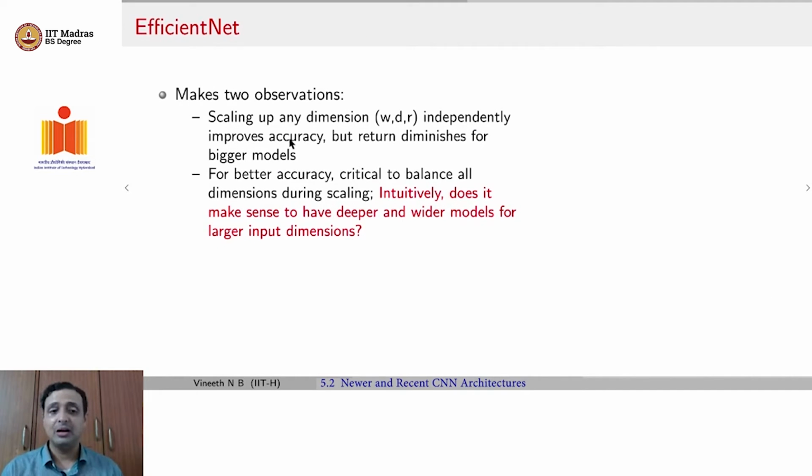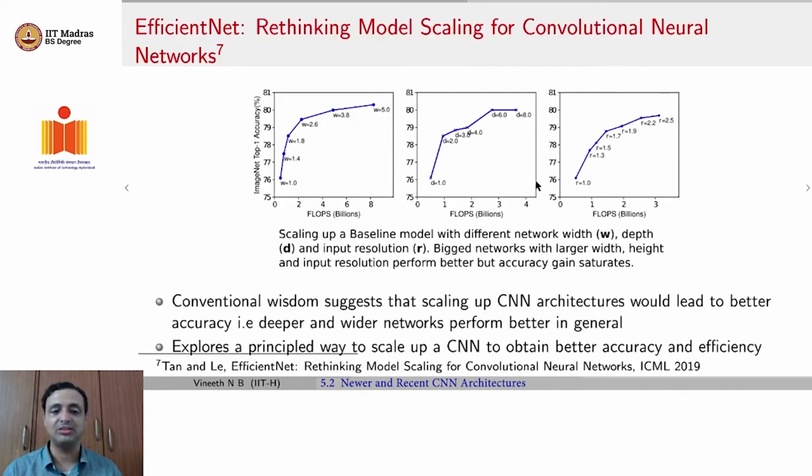As we just said, scaling up any dimension independently improves accuracy, but returns diminish for bigger models, which is what you see in these graphs. The first graph has FLOPs on the x-axis and the ImageNet accuracy on the y-axis. You can see that as W, the width of the model, keeps increasing, FLOPs keep increasing, but the accuracy also keeps increasing. But at a certain point, the accuracy saturates even as you keep increasing the width of the model. You see a similar behavior for depth. You see a similar behavior even for the resolution of the input image.